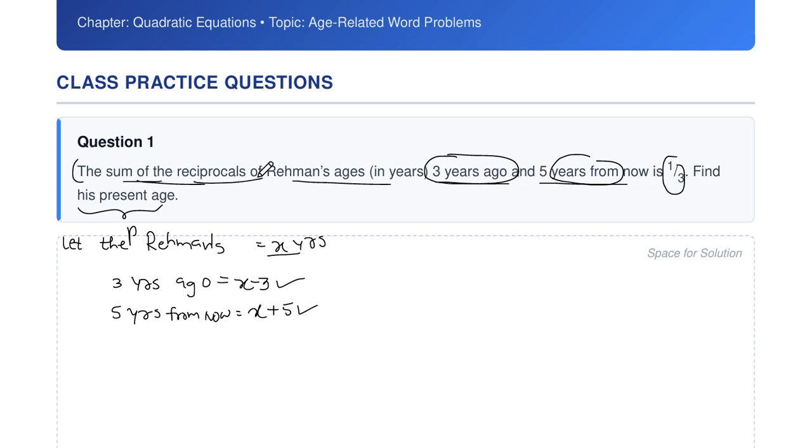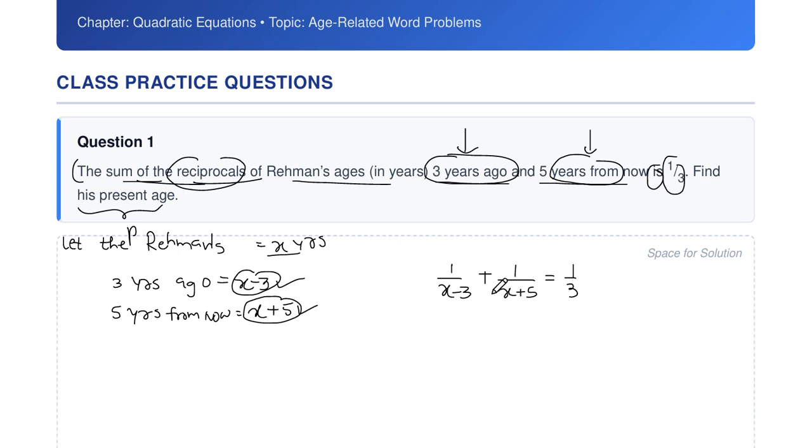Now read the statement. The sum of the reciprocal. Sum means addition. Sum of what? Reciprocal of the Raymond's age, this one and this one. So 3 years ago the age is x minus 3, and the reciprocal of x minus 3 is 1 upon x minus 3, plus the reciprocal of x plus 5, which is 1 upon x plus 5, is 1 by 3, as given. So "is" means equal to 1 by 3.